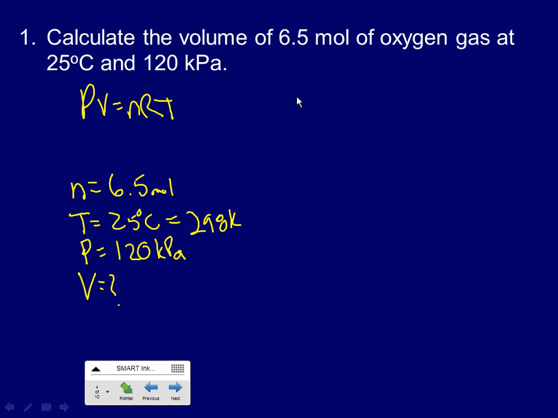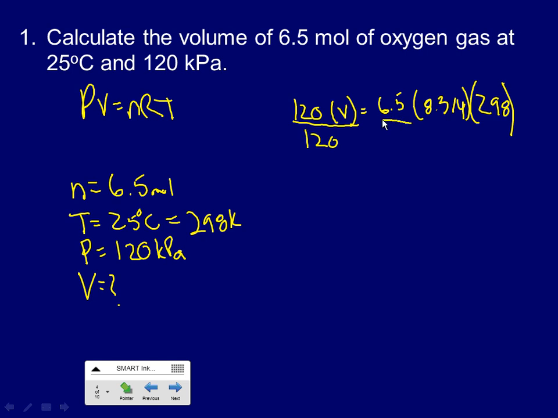So PV equals nRT. I can put that information in, 120. Now, if you've done your units properly, I'm not worried about you putting the units in the equation. Next thing, V, n 6.5, R 8.314, and the T is 298. Now, for those of you who like to rearrange equations, that's great. But again, to just divide off the 120 actually is a time-saving move.